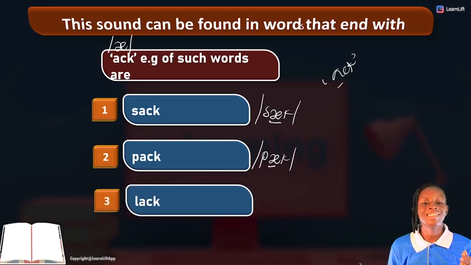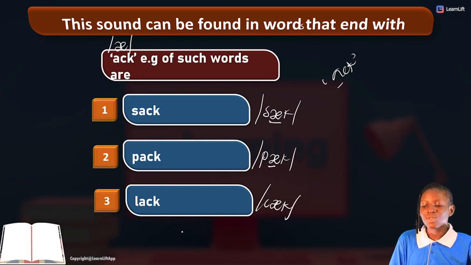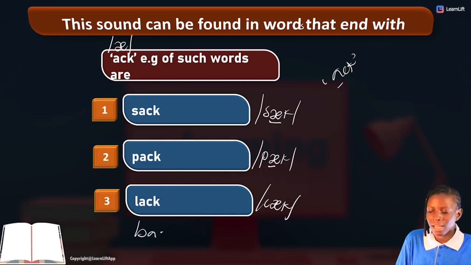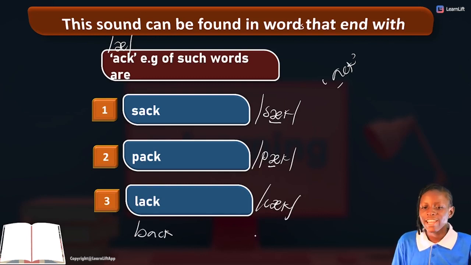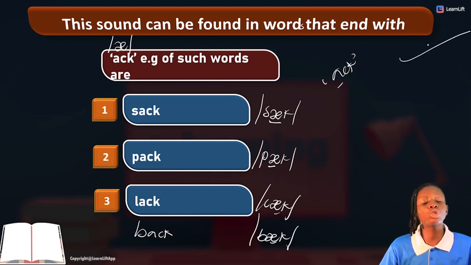Next we have our lack. Okay, our lack is transcribed as lack. To add to this, we have our back. Now our back is transcribed, let's go together, back. So we can say this rule is correct. That truly most words ending with ACK have the short R sound, right?